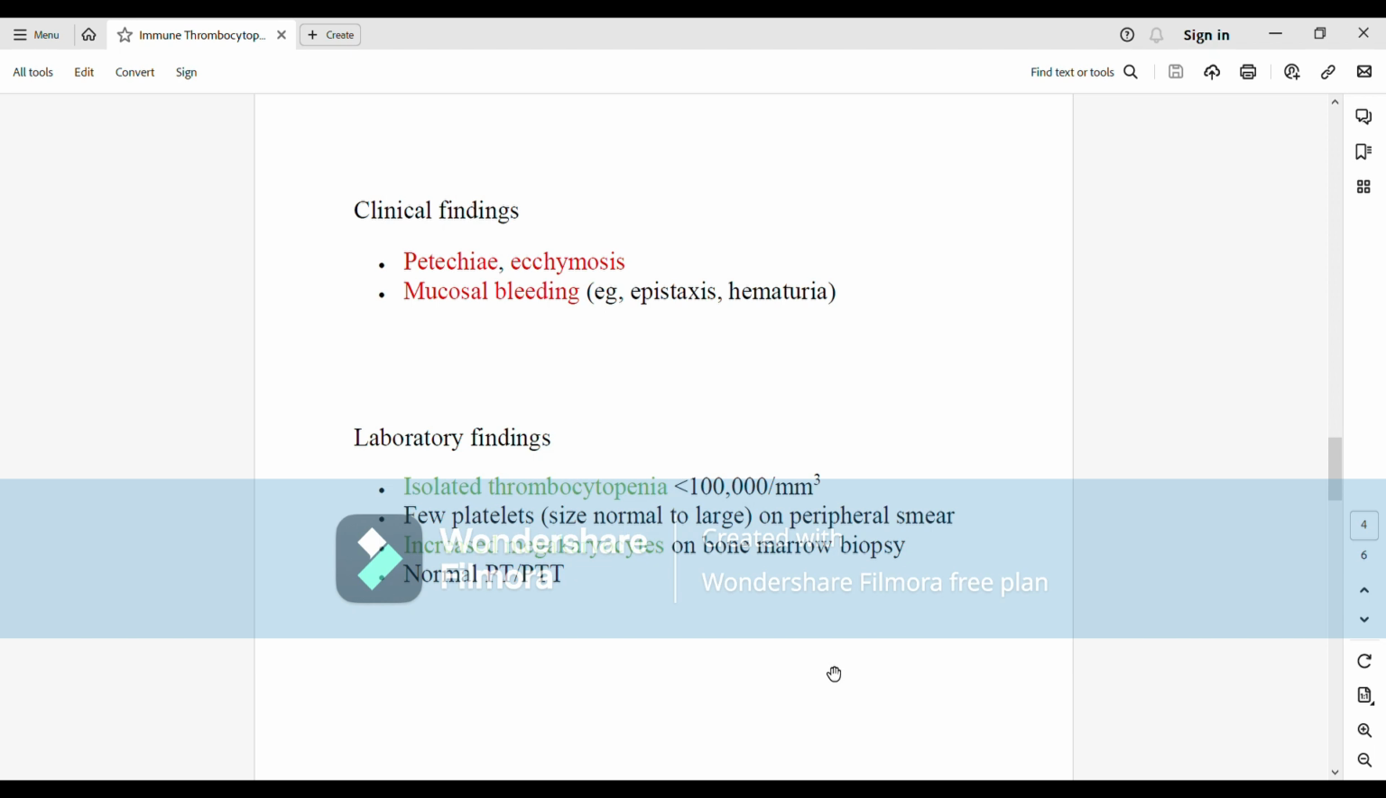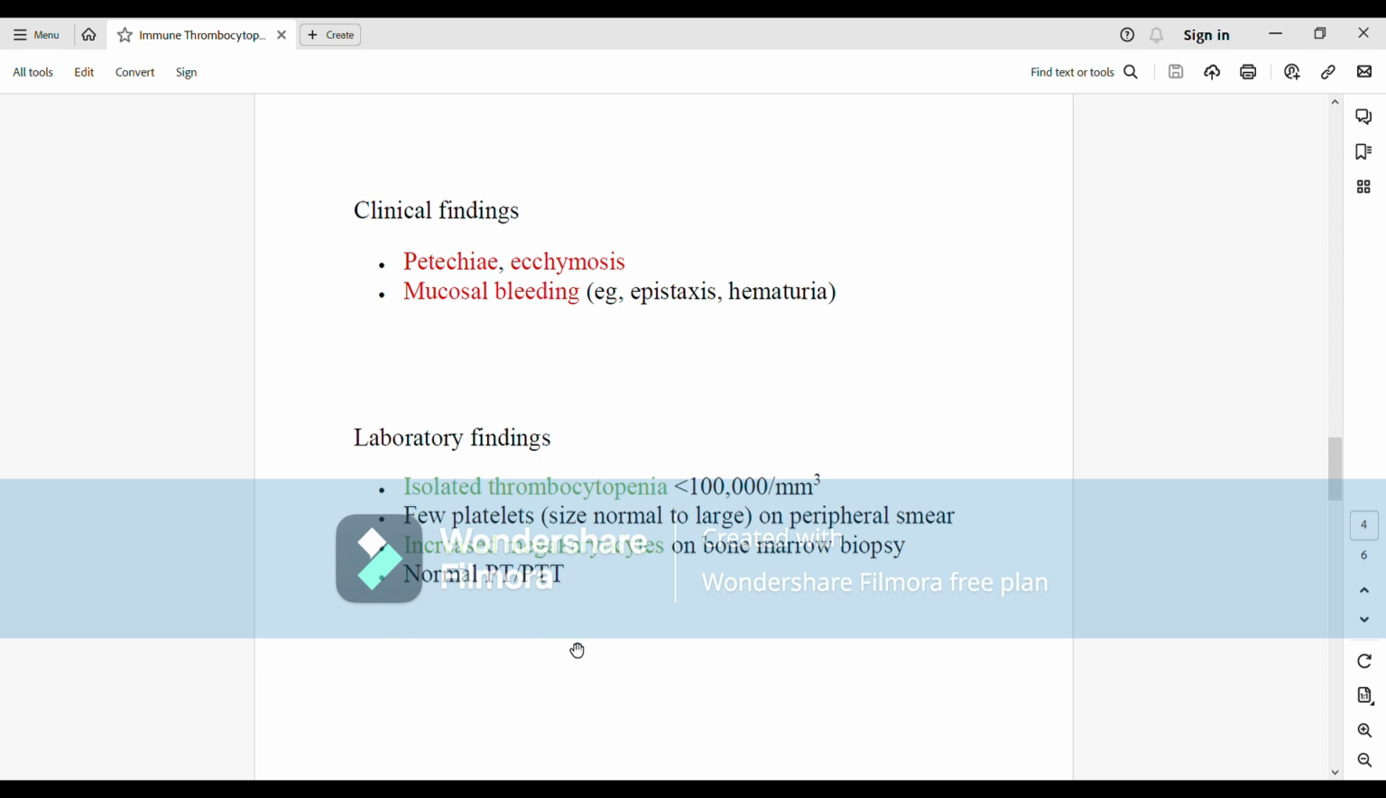So when you have low platelets in blood, this is going to cause the megakaryocytes to increase in the bone marrow. We usually do not confirm thrombocytopenia with a bone marrow biopsy, but if you do so, you will find increased megakaryocytes. And the last point here is normal PT and PTT.